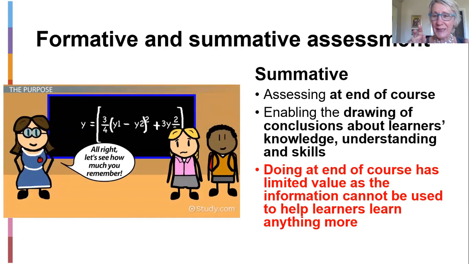Listen to this. Your exams have limited value because the information cannot help you learn more. Okay, it's finished, it's over and done. They say in the UAE, it's khalas, nothing else can be done, it's finished, it's over. So none of this information can help the learners to grow anymore. So it's very limiting. It's the same with essays.